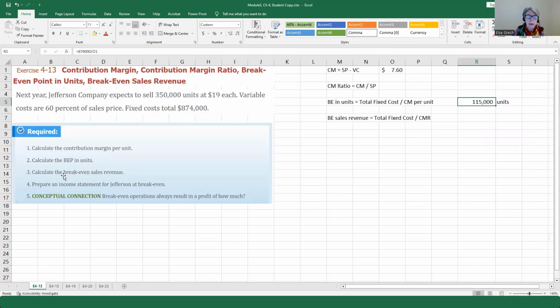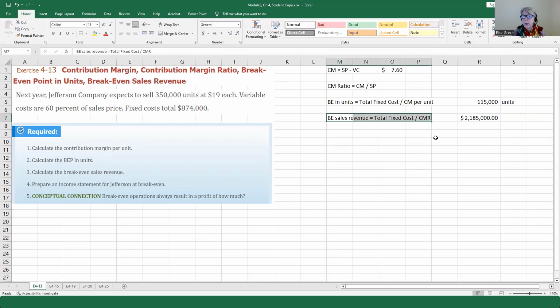Then it says calculate the break-even in sales revenue. There's actually two ways we can calculate this. I could simply take this 115,000 units, and I can multiply it by the selling price per unit, which is 19. So that tells me it's 2,185,000. This is dollars.